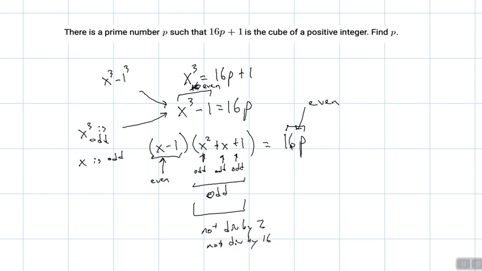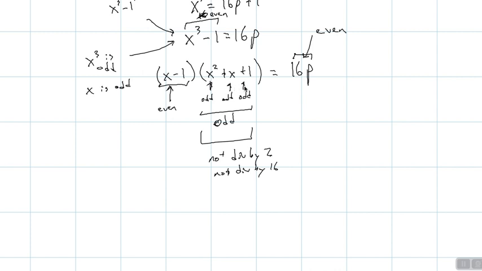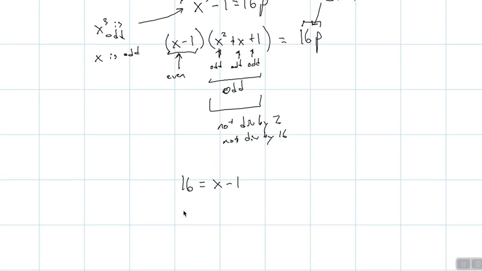And 2 times 2 times 2 times 2 is equal to 16. And since this is true, no factors of 16 divide this. So therefore, it must be true that 16 just has to equal x minus 1, and therefore this x squared plus x plus 1 is equal to p, since it's odd. So from that, this is true. 16 is equal to x minus 1. And so 17 is equal to x.